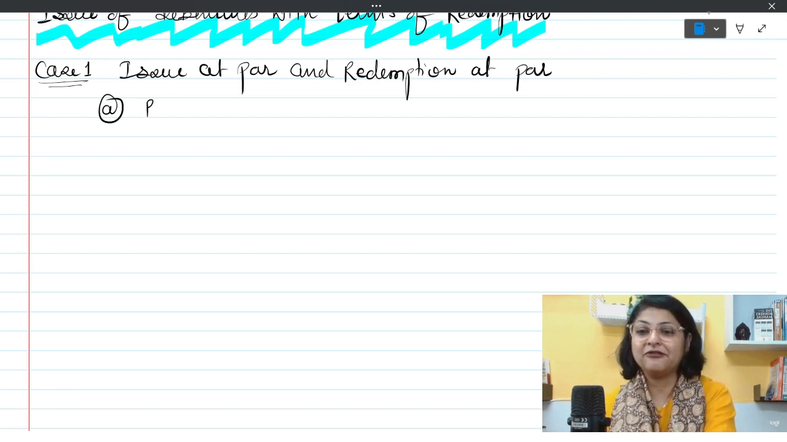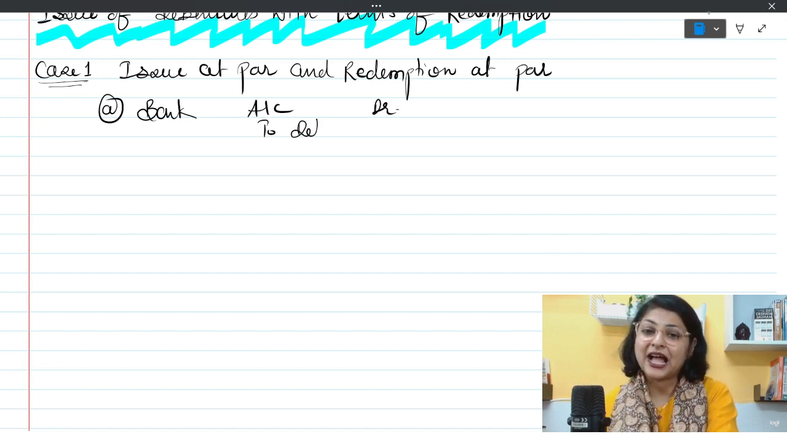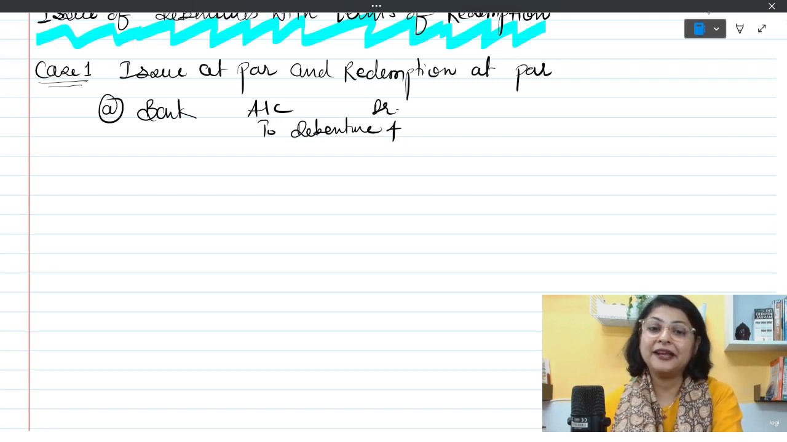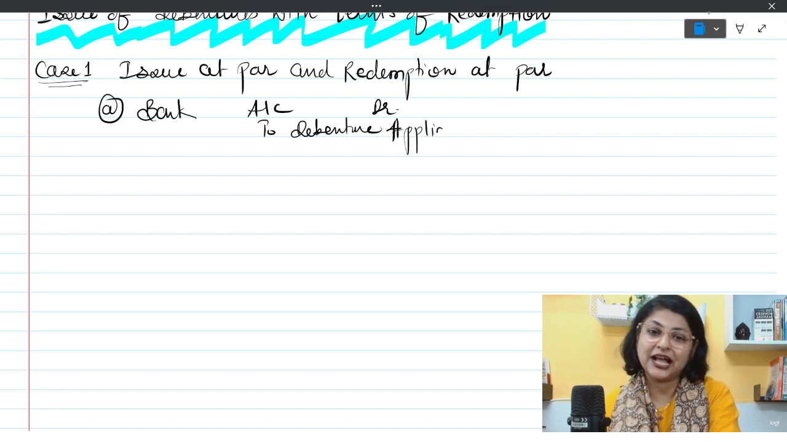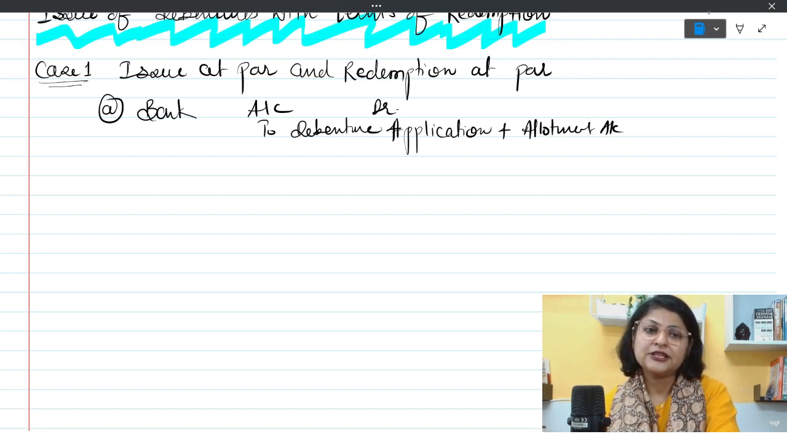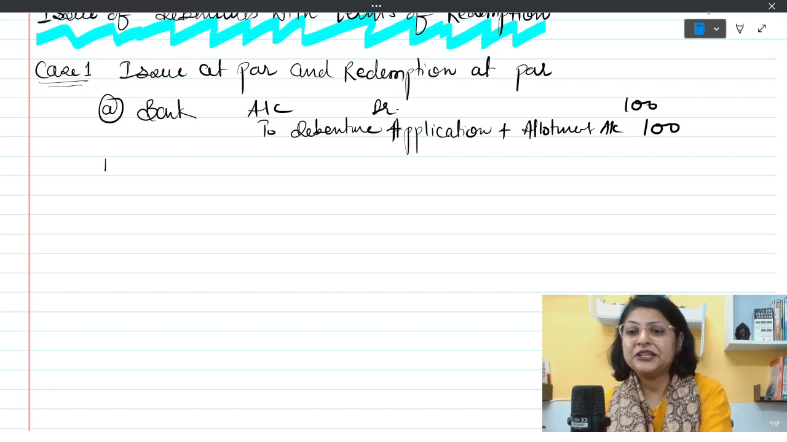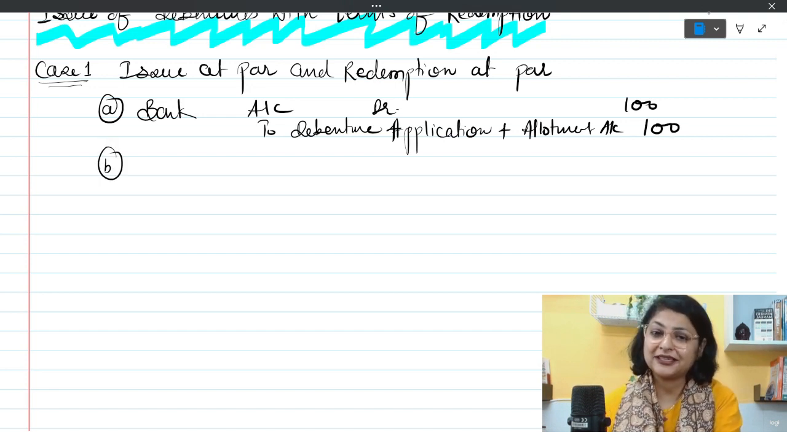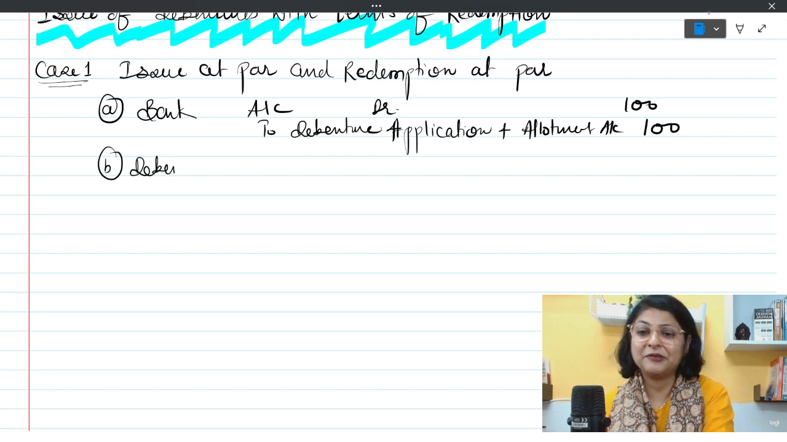So entry number 1 is going to be Bank account debit. I am assuming only one debenture is there. Bank account debit to debenture application and allotment account. Why? We have to open the combined account, debenture application and allotment account. So let's say the debenture is of 100 rupees, so 100 rupees here we have written. Entry number 2 is going to be closing this. So the entry will be debenture application and allotment.